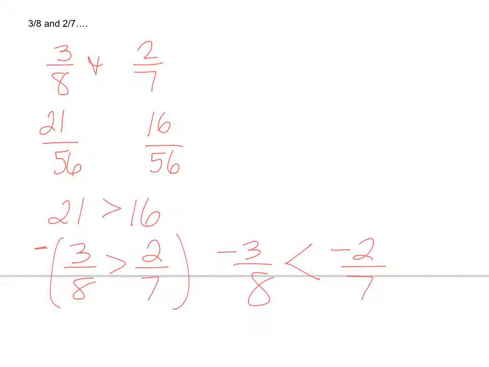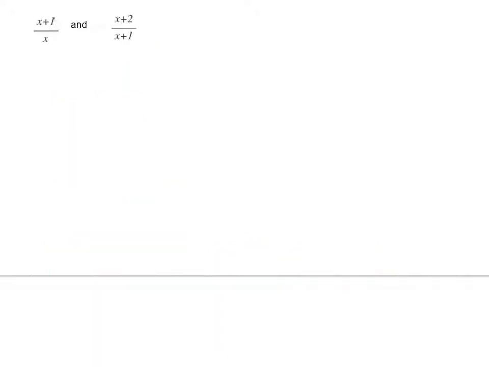So let's look at our rational expressions. We have x plus 1 over x and x plus 2 over x plus 1. We need a common denominator.